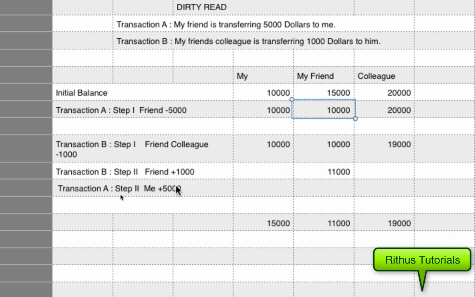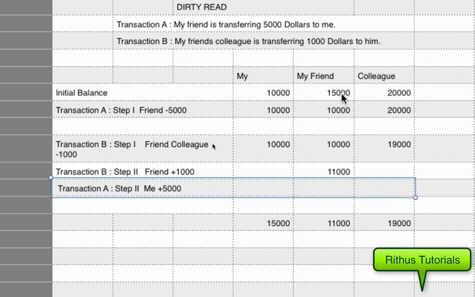But let's say transaction A's step 2 fails. What would happen is, transaction A knows that my friend's account balance before this was 15,000. So because step 2 failed, it would reverse the change done by step 1, and my friend's account balance would be put back to 15,000. So there is a chance that the 1,000 euros which his friend has transferred to him are lost. So this is what is called a dirty read.